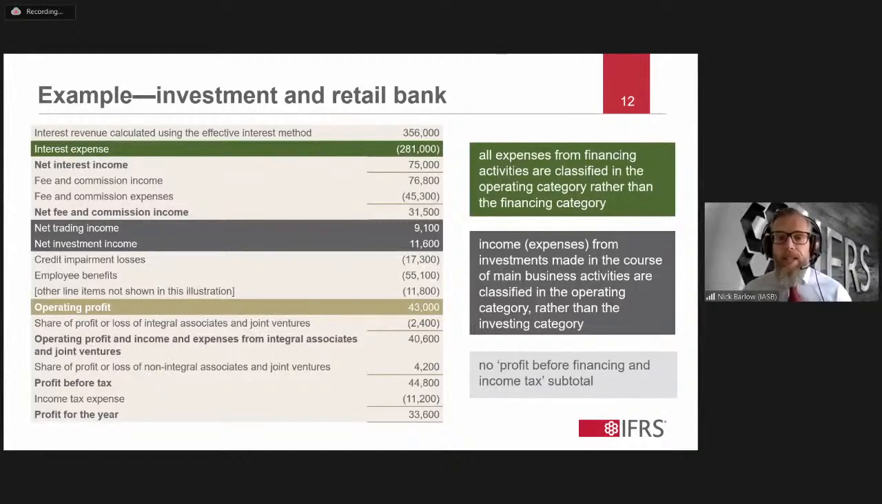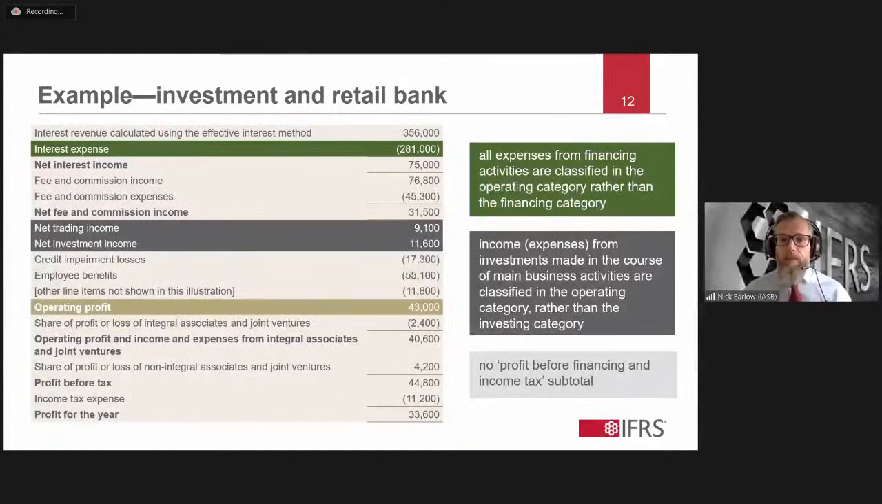interest income subtotal. We can see also, though, that left behind at the bottom is the share of profit or loss from non-integral associates and joint ventures that would not move into the operating category. And those items highlighted in gray are the income and expenses that would otherwise have been in the investing category, but because this is invested in the course of this entity's main business activity, are moved up into the operating profit so that all of its main business activities are incorporated in that operating profit subtotal.